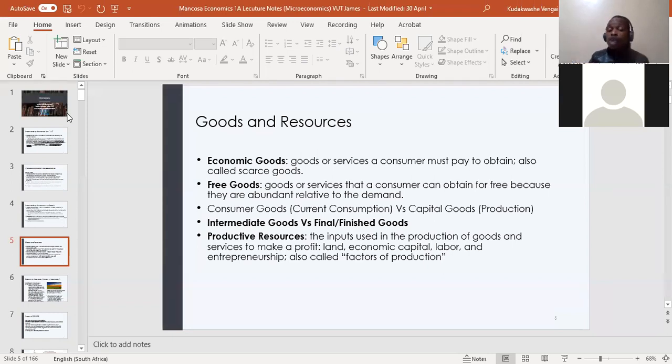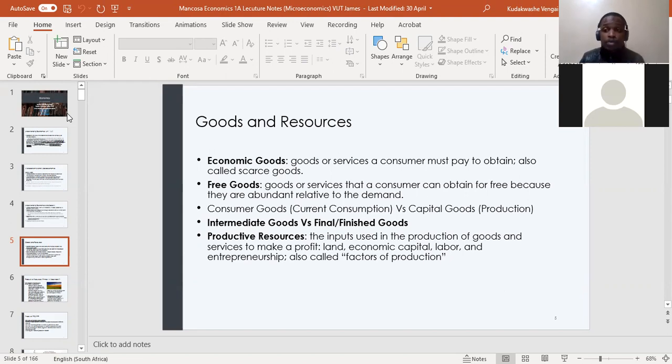Then you can also talk about consumer goods versus capital goods. Consumer goods are goods that you consume, current consumption. For example, your bread, your tinned beef. Those are consumer goods. Capital goods are goods that you don't consume at the moment. For example, if you buy a tractor, you're going to use it in production. Therefore, it's a capital good.